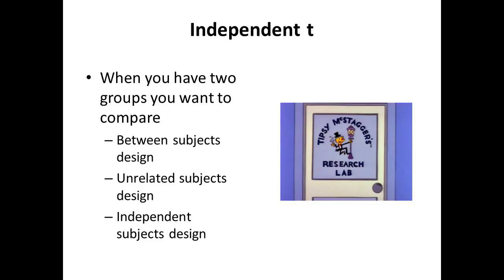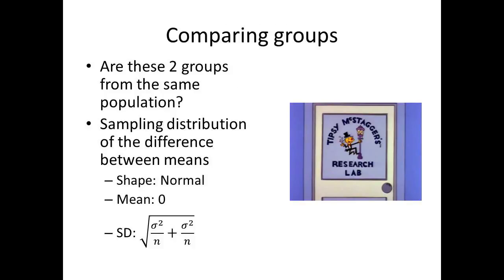So the independent t is for any situation where you have two unrelated groups that you want to compare. It's also sometimes called the between subjects design because you have different people in each group, and an unrelated subjects design because the subjects are unrelated. It could also be called, of course, an independent subjects design because the data points are independent of one another. What you call it doesn't really matter. This is just in case you see different terminology out and about. They're all talking about the same thing. Now, theoretically, what we're doing is using the control group or comparison group as a stand-in for the population.